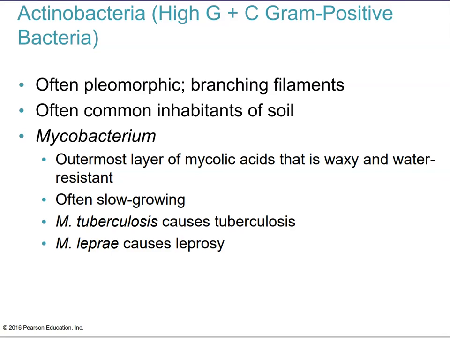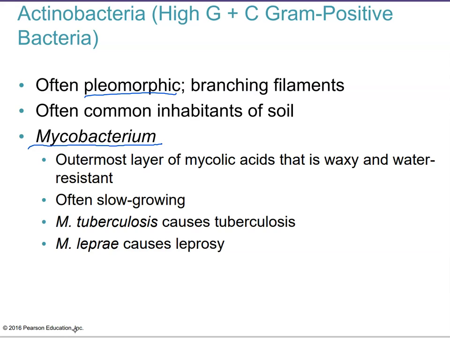Actinobacteria, high GC content. They're often pleomorphic, means they have many shapes, and they have a lot of times these branching filaments, and often are inhabitants of soil. Let's start out with an important one that's also part of our pathogen group, and that is the Mycobacterium.